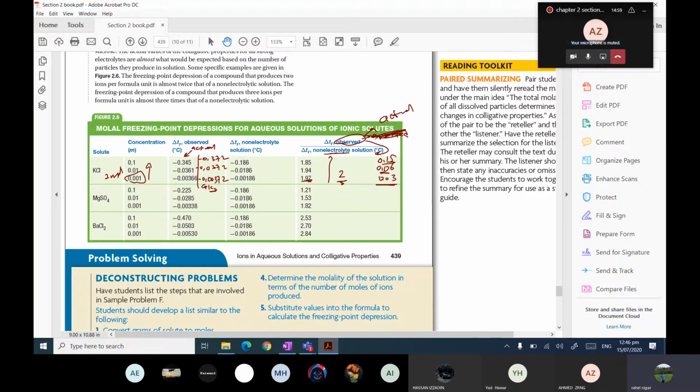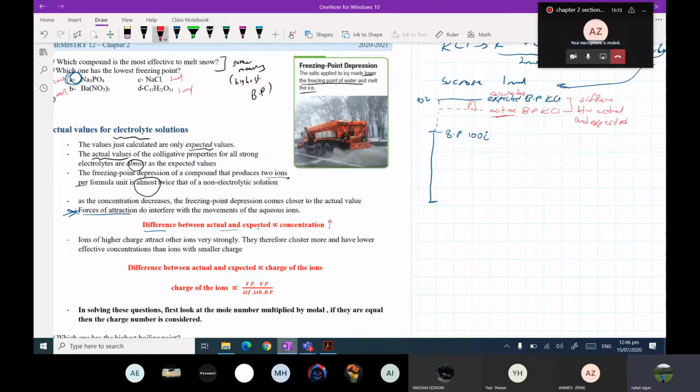What do we call this? Difference between actual and expected. So as you can see, actual is 345, 372. But as concentration is decreasing towards below, 366, 372, they are getting closer. So the higher the concentration, the higher the difference. Until this point. Who hasn't understood what we are talking about?